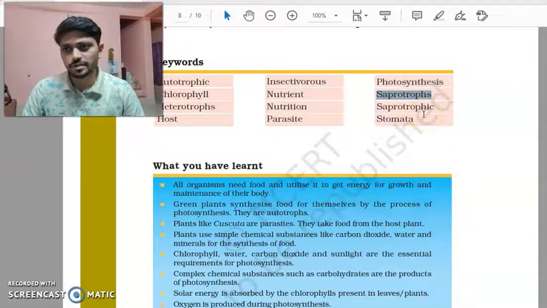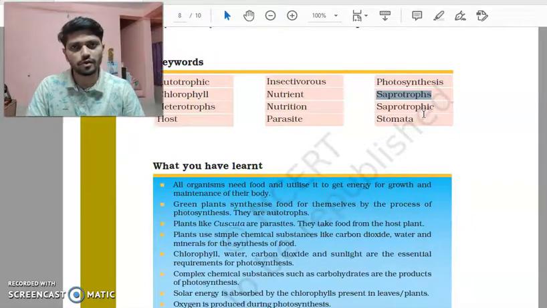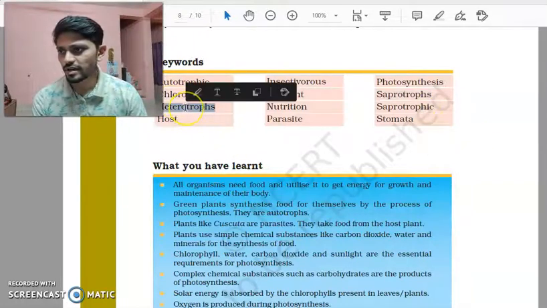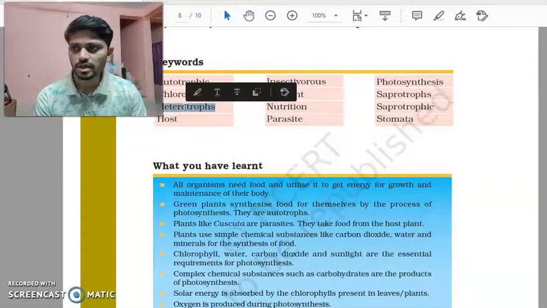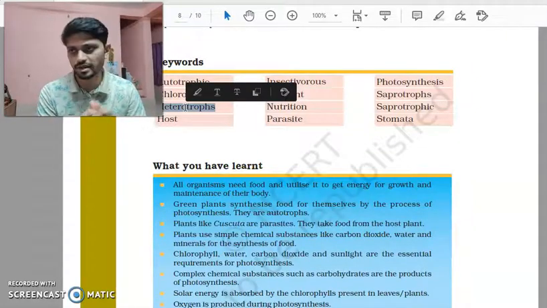What are saprotrophs? Saprotrophs are living organisms that depend on a decaying or dead organism to get nutrients. A common example would be fungus, which is usually found during the monsoon season. Then we have heterotrophs. We human beings and other animals who rely on other living organisms for nutrients are called heterotrophs. We get our nutrition from plants directly or indirectly.